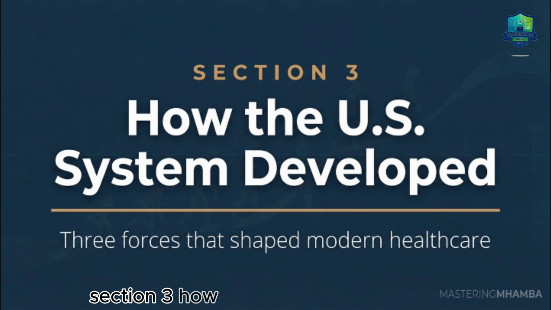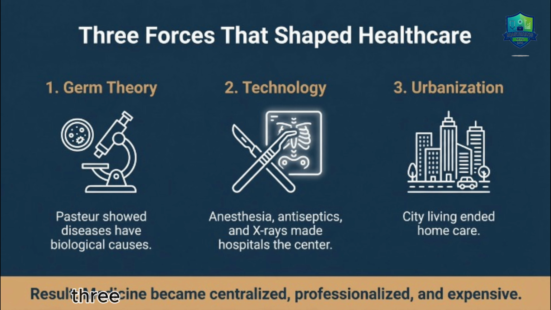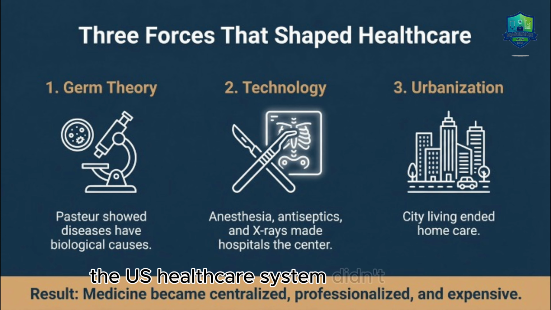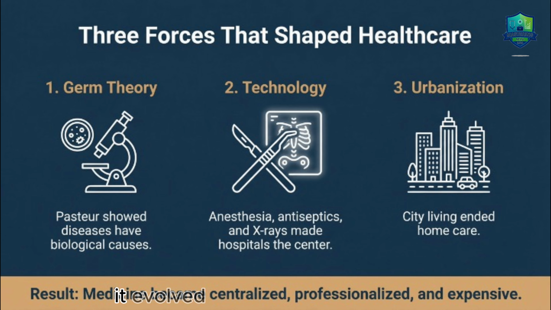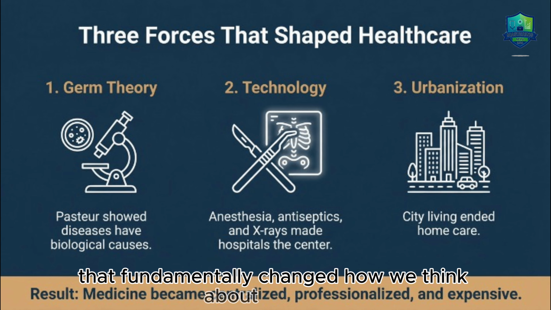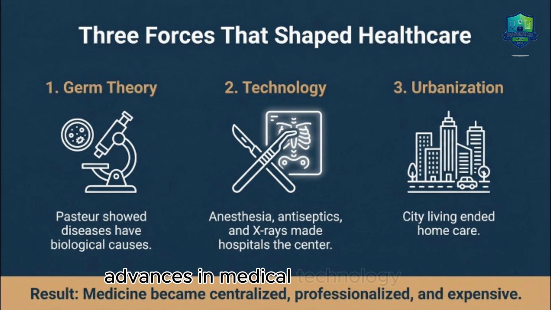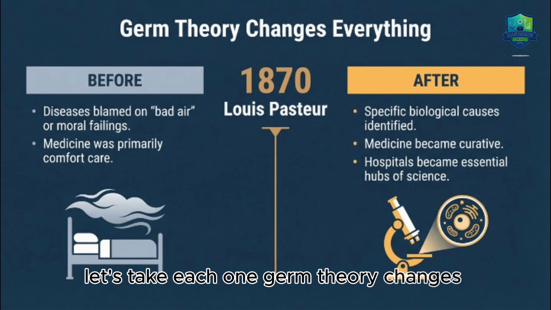Section 3. How the U.S. system developed. Three forces that shaped modern healthcare. The U.S. healthcare system didn't appear overnight. It evolved through historical forces that fundamentally changed how we think about medicine. Three developments stand out: the germ theory of disease, advances in medical technology, and urbanization. Let's take each one. Germ theory changes everything.